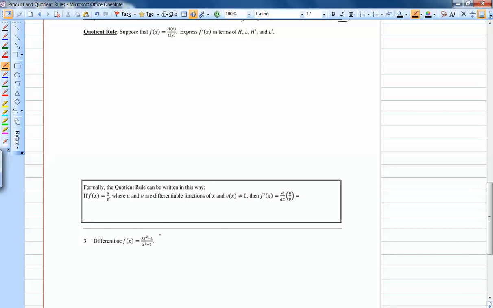So up here, I'm defining f of x to be some function of x on top divided by some function of x on the bottom. I'm calling the top one h for high and the bottom one L for low. The reason for that is there's a rhyme that helps you remember the quotient rule at the end. So, over here, I'm going to rewrite f of x equals the high over the low function.